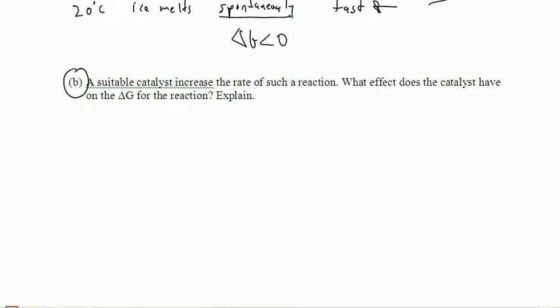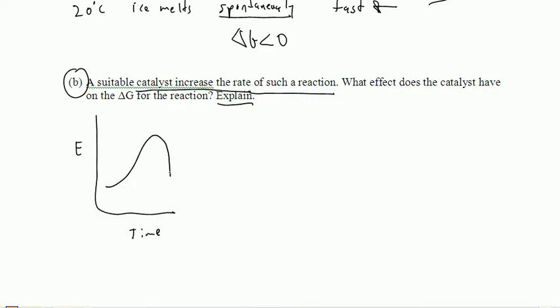Here we are. 2B again discusses the last problem where we're talking about delta G and rate. It says a suitable catalyst increases the rate of a reaction. Yeah, we know that. It then goes on to say, what effect does the catalyst have on the delta G for the reaction? Explain. Okay, we're going to draw a diagram first.